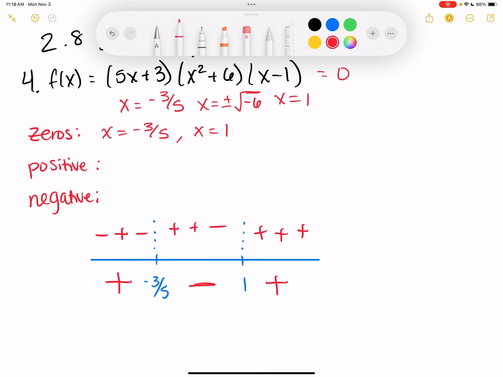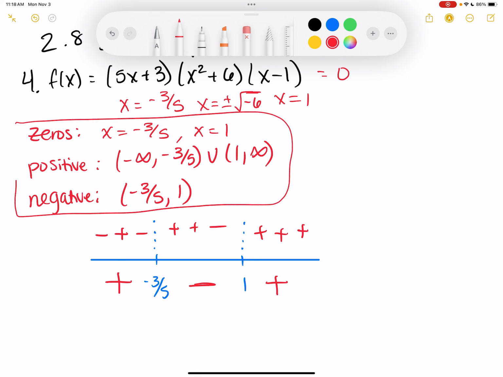So then I'm going to write my intervals, not including the endpoints, because it can't be positive where it's 0. So from negative infinity all the way to negative 3/5, it is positive. Union, over here, 1 to infinity, it's positive in that whole region. Then it's negative between negative 3/5 and 1. So that one is just negative 3/5 to 1. So this right here is your solution.